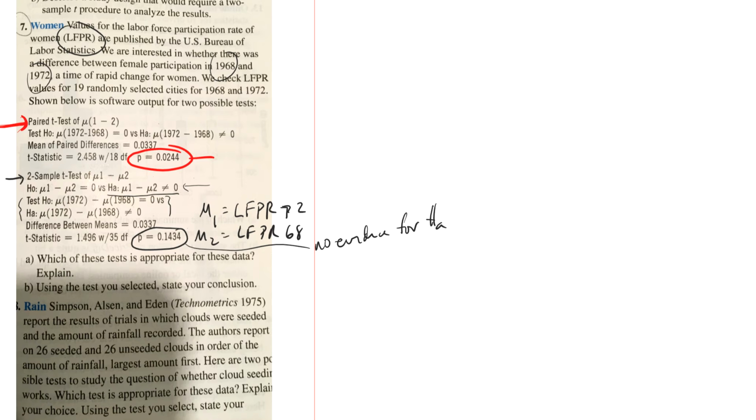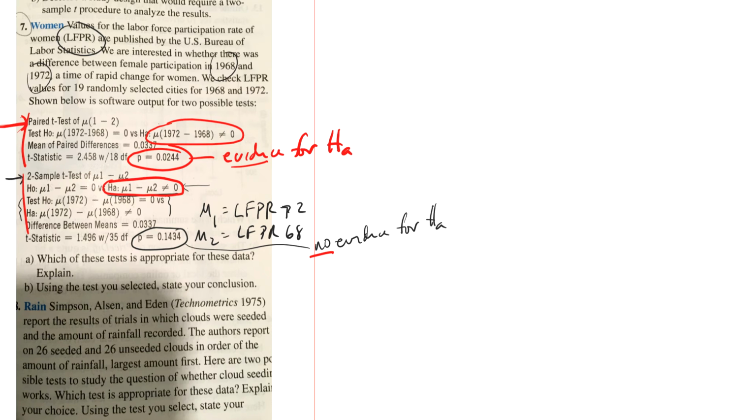So here this says I have evidence for HA, and HA is that they're different. In both cases they're different, but this one says I don't have evidence, and this one says I do. I'm making a point of this to say that it makes a big difference which test you use, because you have to do the correct test.